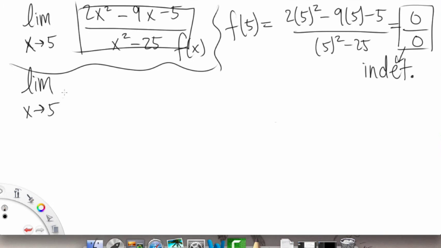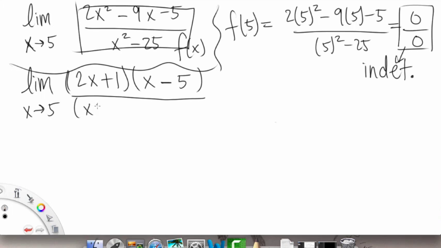So limit as x approaches 5. The top and the bottom both look like they could be factorable, possibly. The bottom definitely, so let's see about the top. We could have a 2x times something and an x minus something or plus something. So this is actually going to turn out to be, because we want that negative 9 there, a minus 5 here and a plus 1, okay? So that's the way the top will factor, and then the bottom factors into x plus 5 and x minus 5.